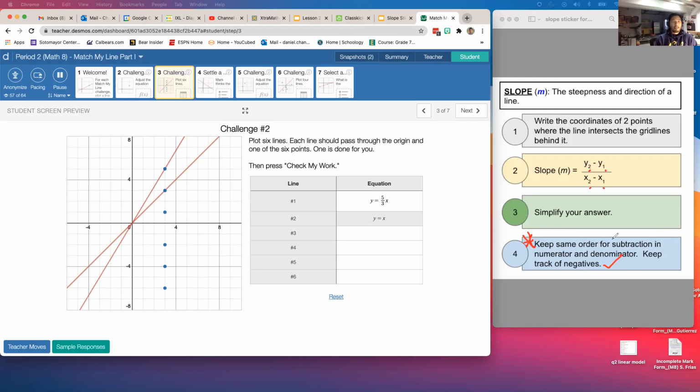You have to keep track of the order. Very, very important when you're doing this.